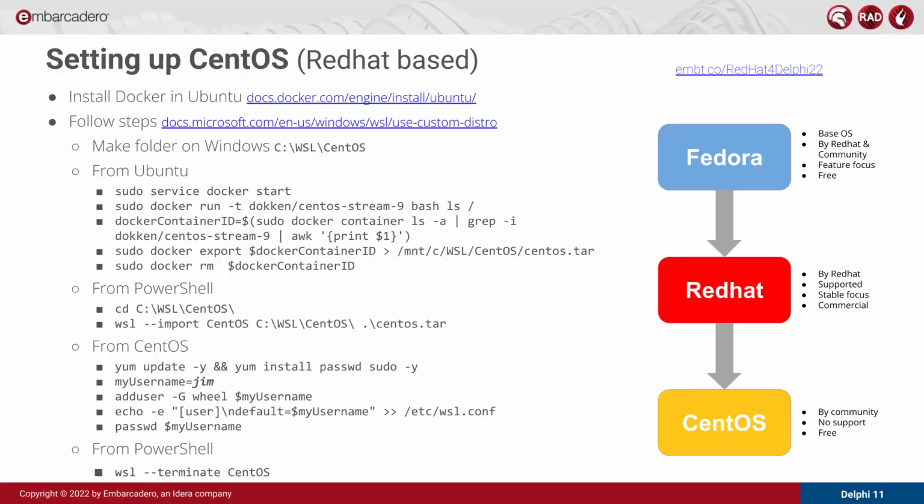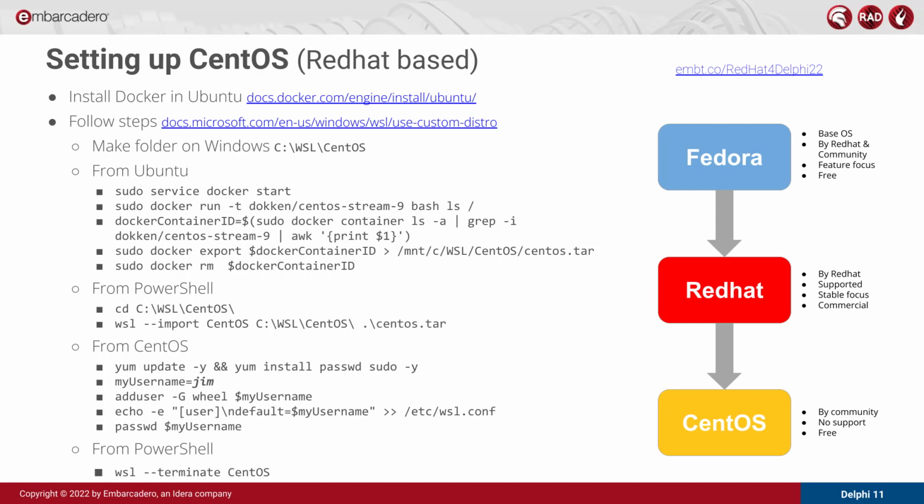I do have another demo of setting up and configuring CentOS with a custom installation. So if you're not familiar, Fedora is the base open source project that's managed by Red Hat in the community with focus on features, whereas Red Hat Enterprise Linux is the commercial product built on Fedora. So Red Hat takes and adds things onto it. And then CentOS is the open source version of that. So CentOS basically takes Red Hat and removes the official commercial support from it.